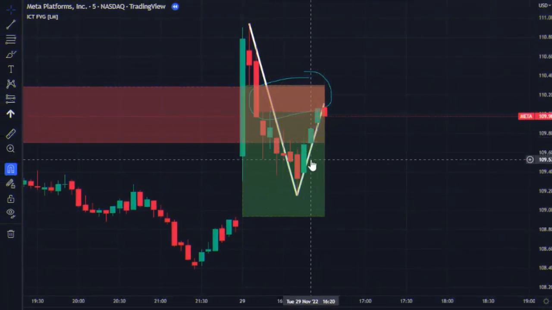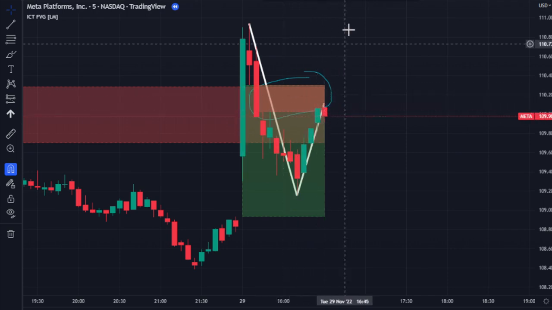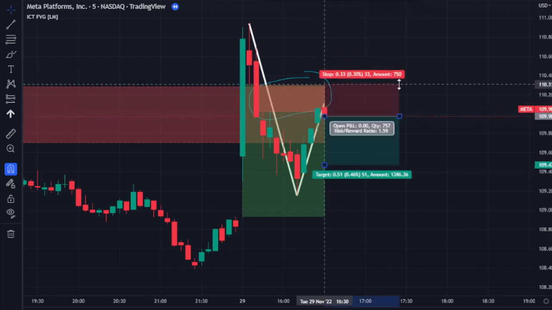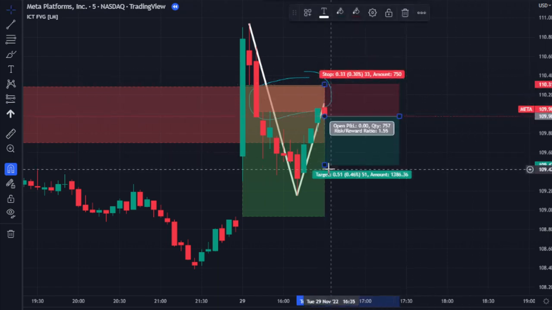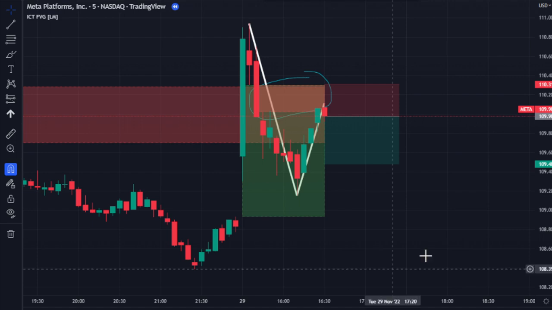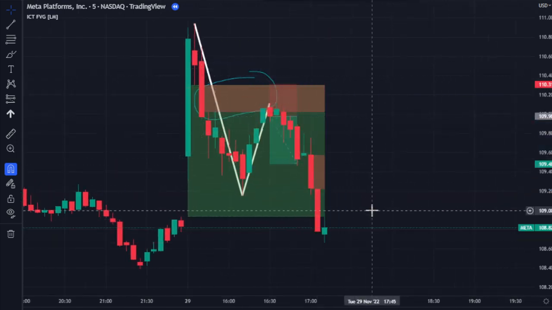Okay, we see that in this signal the gap and pullback are happening at the same time. And we also see that the price entered the gap and left right there. So let's take a short trade. We set the stop loss above the gap, and the take profit also at 1.5 times the risk. We await the development of the trade. We clearly see that this trade is a winner.